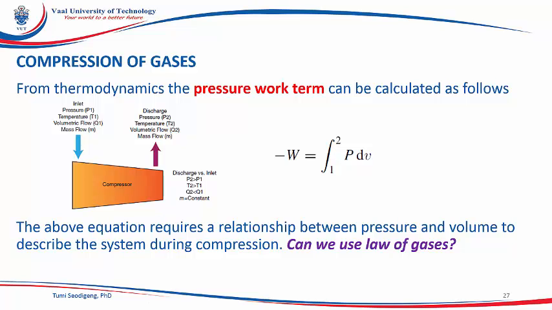From thermodynamics, we know that the pressure work term required to compress a given gas stream from condition 1 to condition 2 can be calculated by solving this numerical equation. This equation is an integral of pressure with respect to volume. Therefore, it requires a relationship between pressure and volume to describe the system during compression.